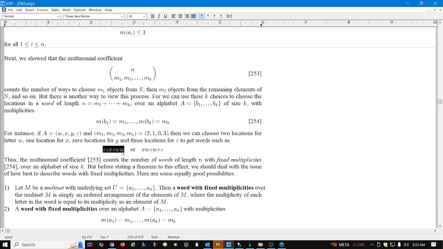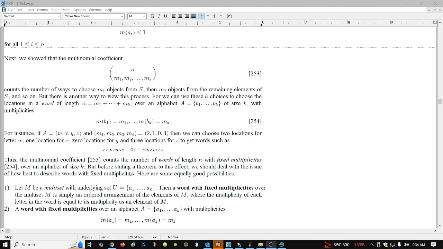The 2 copies of W come at the end, 1 X, which is right here, and 3 Z's. Here's another possibility. Same multiplicities. So the multinomial coefficient counts the number of words of length n with fixed multiplicities over an alphabet of size k, because there are k multiplicities.